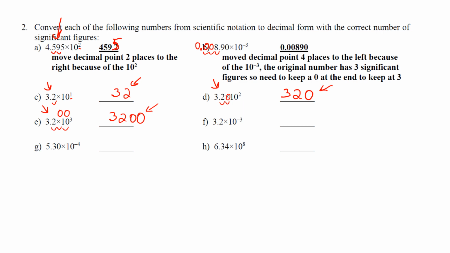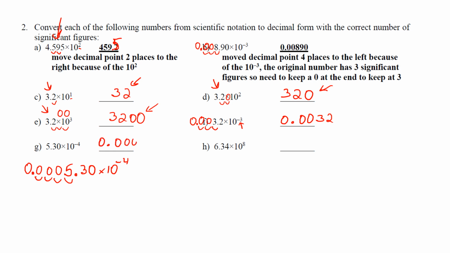3.2 times 10 to the negative 3, now it's negative, so I move this to make this number smaller. So 1, 2, 3 spots, so I put a 0 here, a 0 here, and I need to put a 0 point there. So 0.0032. 5.30 times 10 to the negative 4. Let's just write that down here so we can show it well. I move it 1 spot, 2 spot, 3 spot, 4 spot. So zeros go here. My period ends up here, and so it's 0.000530.